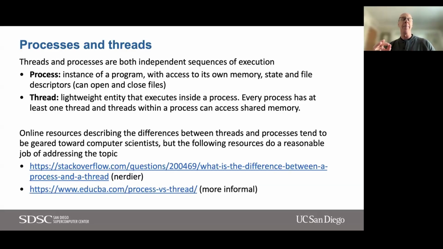Now, a thread is something a little more lightweight. You could think of this as something that executes inside of a process. So every process by default is going to have at least one thread. And then this is a really, really important point: threads within a process can access shared memory. Whereas you could think of each process as kind of standing on its own, having its own memory, state, and so on, threads can access a pool of shared memory. And that's going to be really, really important when we develop and execute these parallel codes.